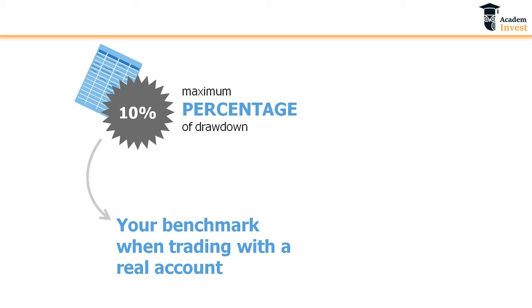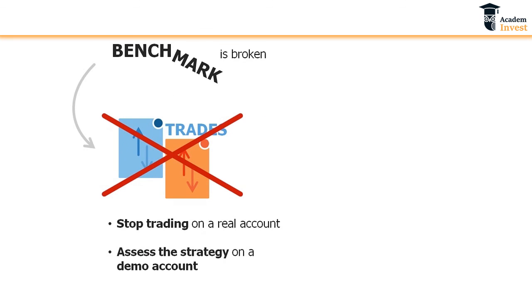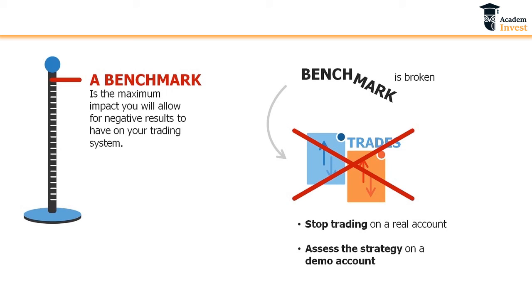You can then consider any drawdown as a natural part of your strategy, until your drawdown exceeds the benchmark of 10%. When a benchmark is broken, however, then this is the point when you stop trading on a real account and assess the strategy again. This means going back to a demo account and testing the strategy over 30 trades.